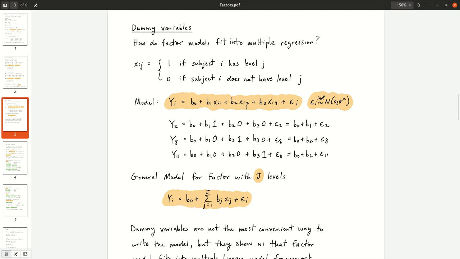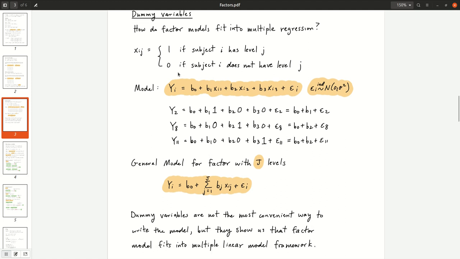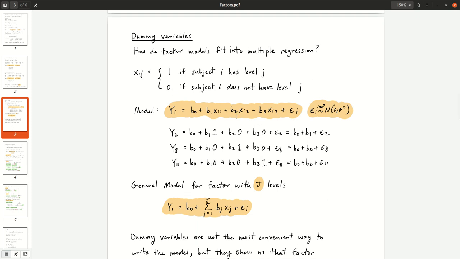Then it's plus b2 times x_i2. Here is x_22. x_22 is 1 if subject 2 has level 2 and 0 otherwise. Subject 2 does not have level 2, therefore x_22 is 0. So you get a 0 here. And likewise, x_23 is also going to be 0 because subject 2 did not get level 3 of the factor. If you multiply these zeros through and simplify, you get b0 plus b1 plus epsilon_2. So this is the formula.